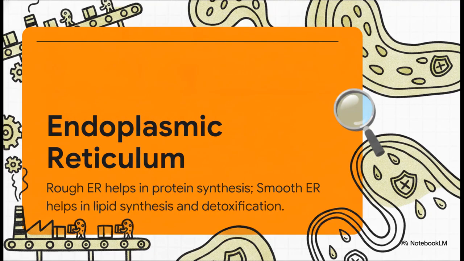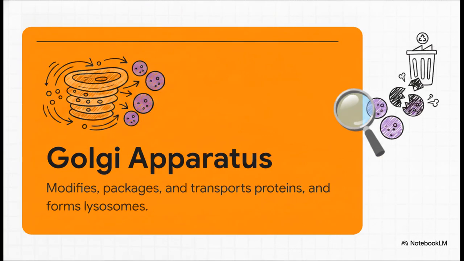Moving right along the factory floor, we find the manufacturing assembly line, the endoplasmic reticulum, or ER for short. Now, this comes in two varieties. The rough ER is studded with ribosomes. You can think of them as the tiny workers on the assembly line actively synthesizing proteins. Then you have the smooth ER. Lacking those ribosomes, it handles a totally different job, focusing on lipid synthesis and acting as a vital detoxification center for the cell. Once those proteins are built, they need to be processed and shipped out.